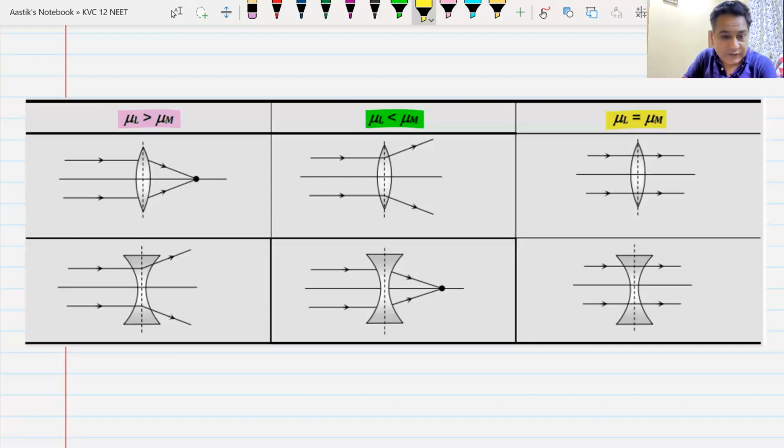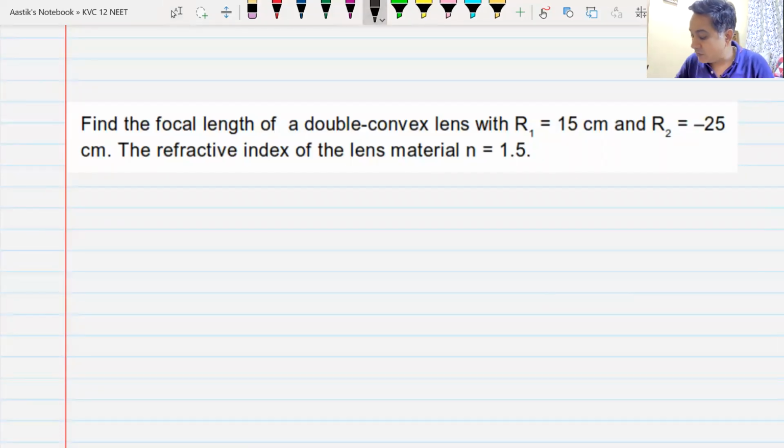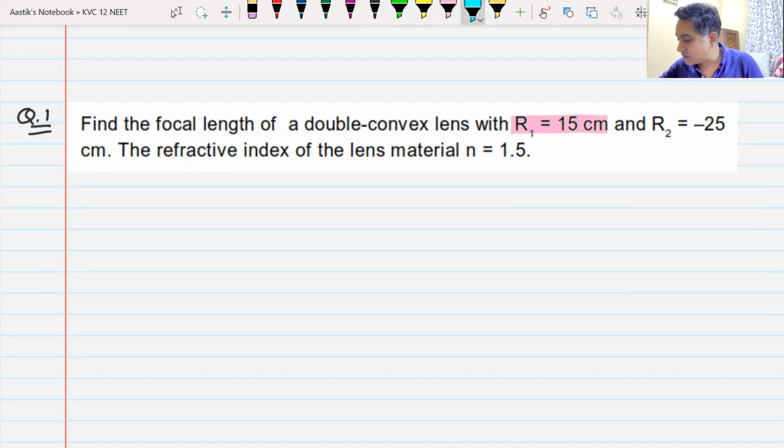This question is, I think, taken from your module. Question number 27 from your module, I think. You can have a look at it and solve this question quickly. Find the focal length of a double convex lens. So it is convex on both sides. First radius of curvature is 15. Second radius of curvature is given with sign minus 25. Not normally given with sign. You will normally get a diagram, but this is the first question. Therefore, it is given with sign also.